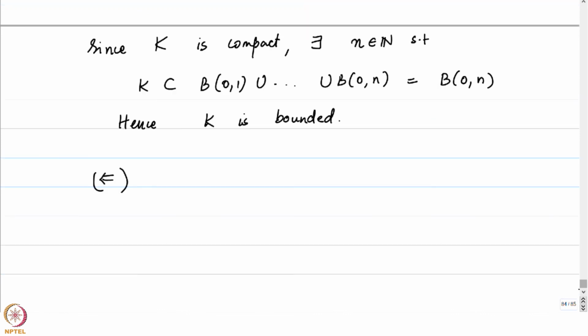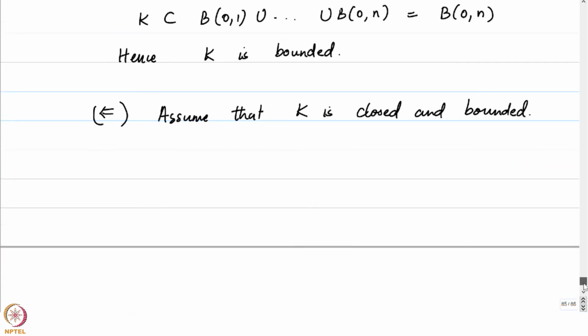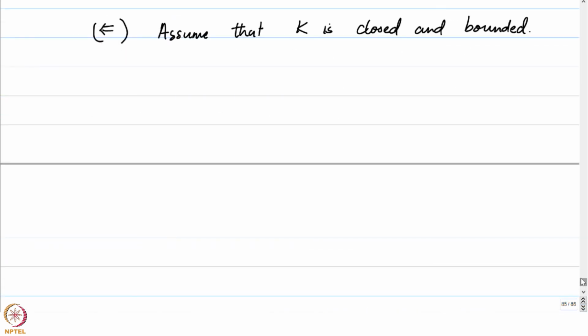Now let's assume that K is both bounded and closed. Assume that K is closed and bounded. The fact that K is bounded tells us that we can think of K as a subset of one such ball, but rather than a ball, let me take something else. K is contained in [a1, b1] cross up to [an, bn].